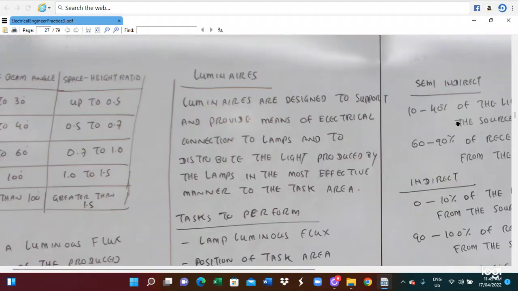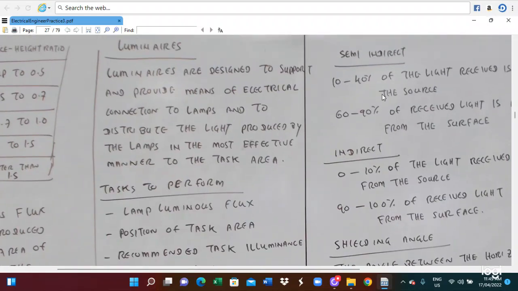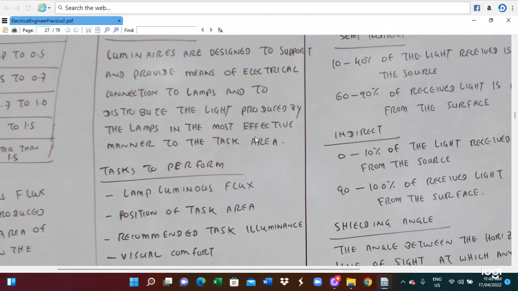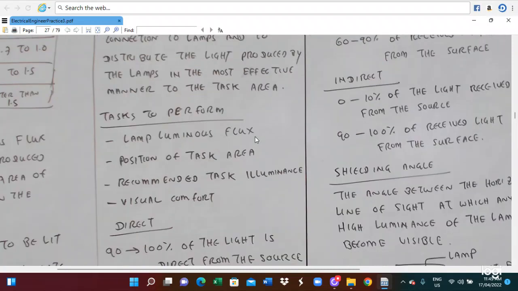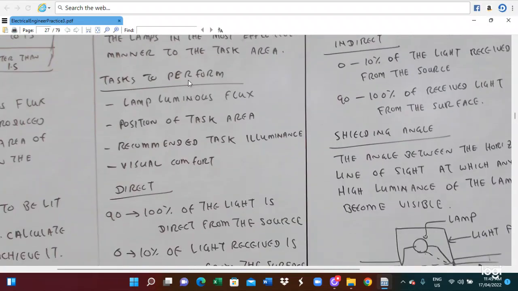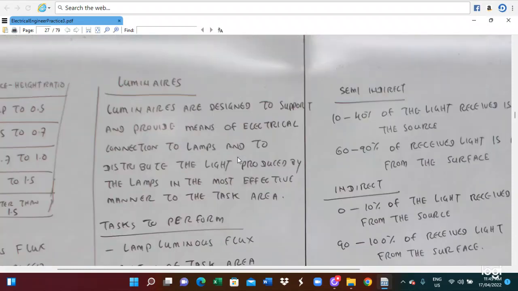Okay, we are talking about the luminaires. Luminaires are designed to support and provide the means of electrical connection to the lamps and to distribute the light produced by the lamp in the most effective manner to the task area. So the task to perform is lamp, luminaire, plus positioning of the task area and recommended task luminance and visual comfort. Those are the tasks to perform.